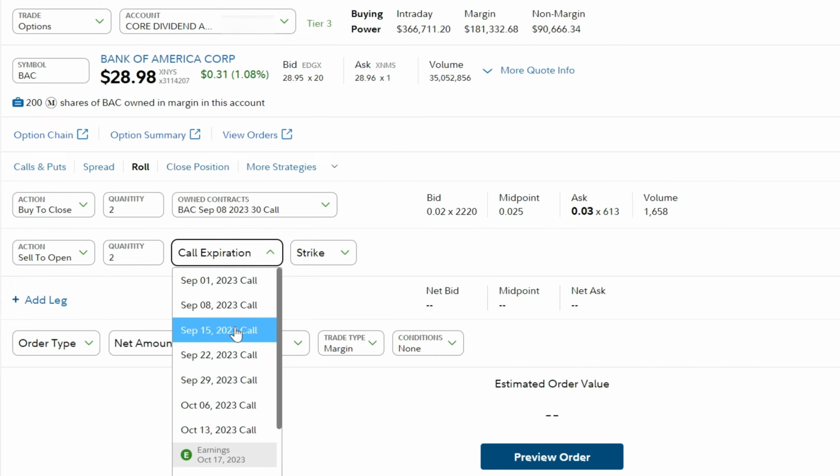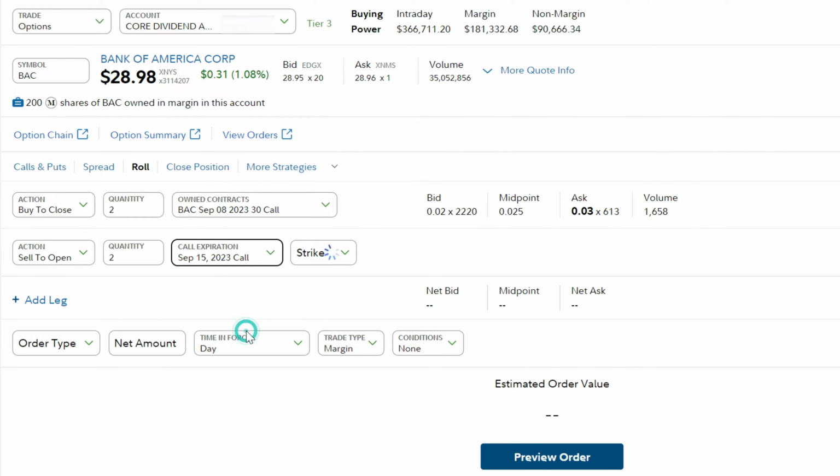If you found yourself in a situation where you were going to roll in, you would roll from the 8th down to the 1st. But in this case, we would be rolling out to a new expiration date further out in time. And then we need to pick a strike price. Are we going to stick with our $30 strike price? Do we want to go closer towards the market price? Or do we want to go further out?